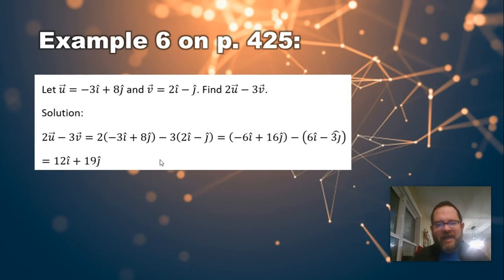And that equals, if you add those up, so let's see, -6i minus 6i is, that should be -12i. Shoot, I made a mistake. Okay, it's -12i. And 16j minus -3j, that should be 19j. All right, so yeah, I have a mistake here. I'll see if I can get that fixed.